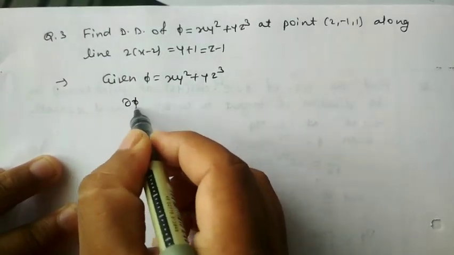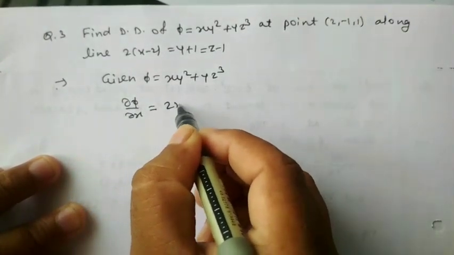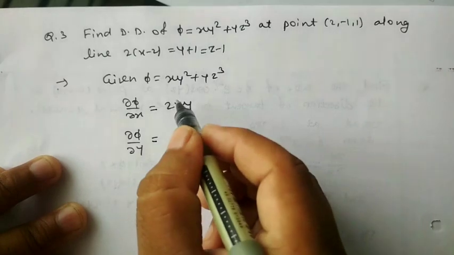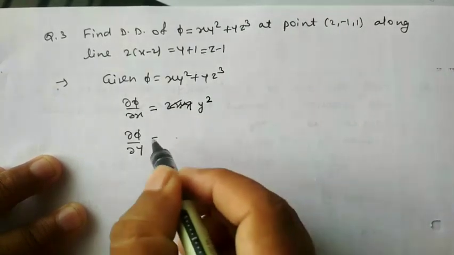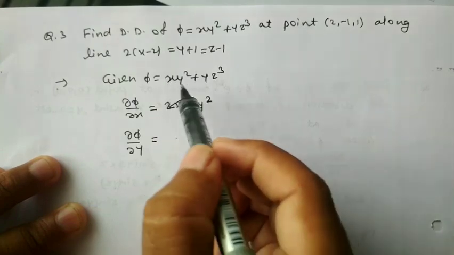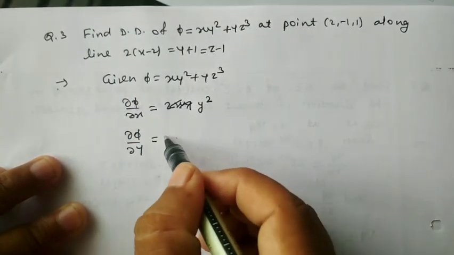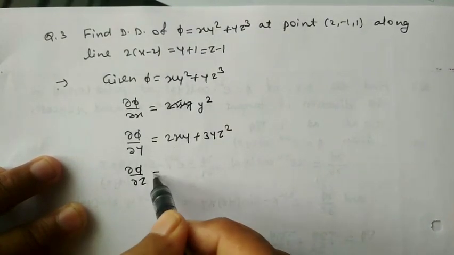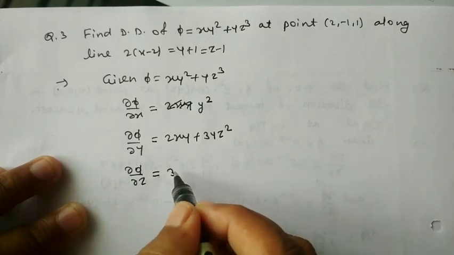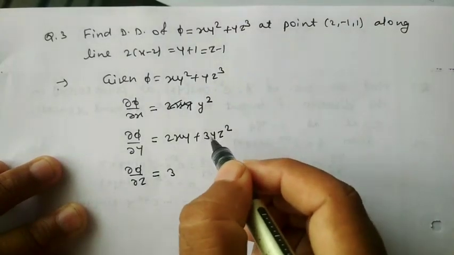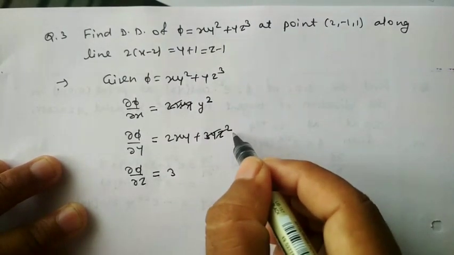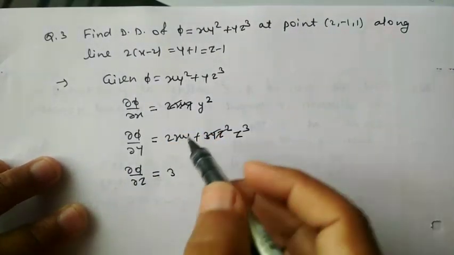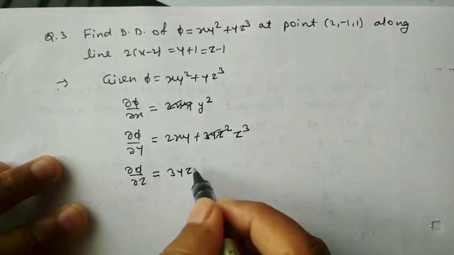First of all, we find the partial derivative of phi with respect to x. It is y square. Now the derivative of phi with respect to y. It is 2xy plus z cube. And the derivative of phi with respect to z. It is 3yz square.